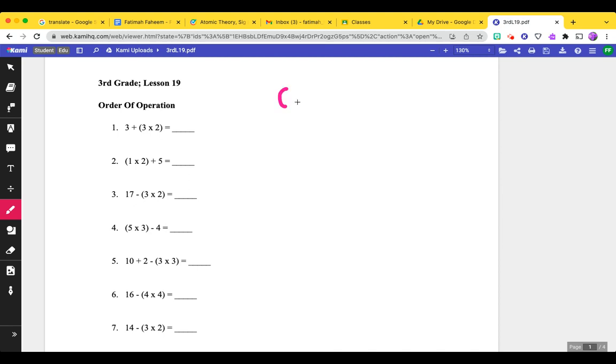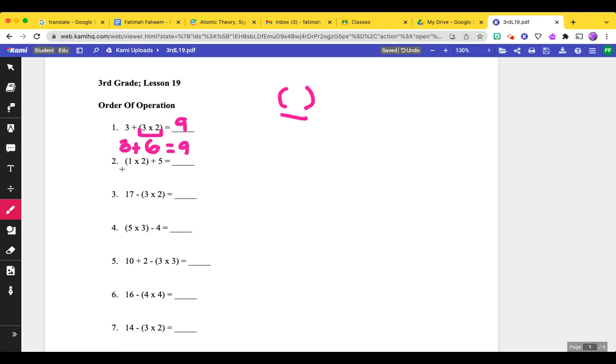If there are parentheses in the equation, then you have to calculate that part first. For example, for number one, there are parentheses on the right side. We usually calculate from left to right, but if this happens, you have to calculate the parentheses first. So 3 times 2 equals 6, and 3 plus 6 equals 9. So number 1, the answer is 9.